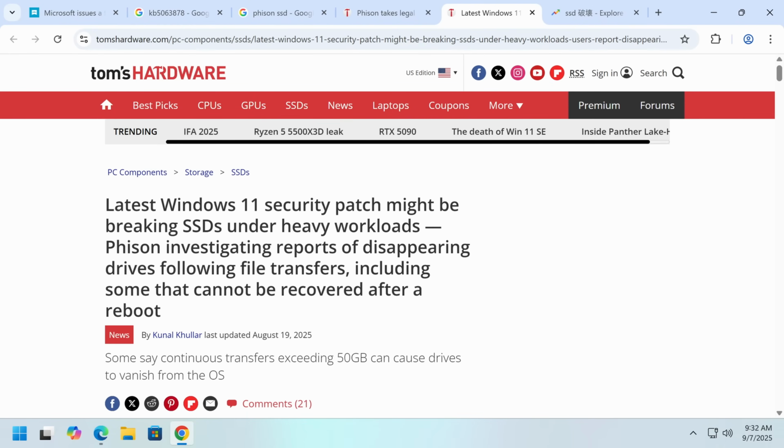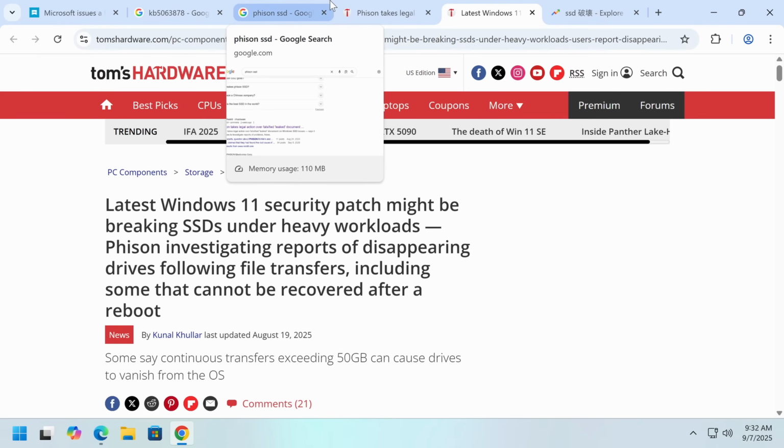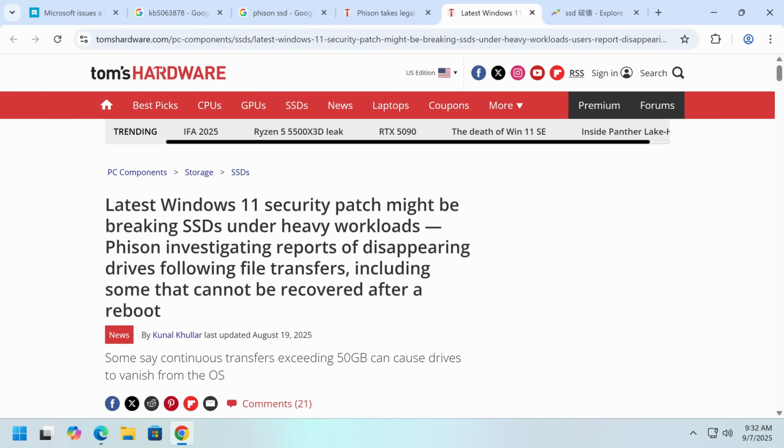Microsoft's latest Windows update, one that, among other things, was fixing a security vulnerability related to the Windows installer and local privilege escalation, has been accused, especially in Japan, of breaking SSDs. So is it real? What's going on here? So let's take a look.